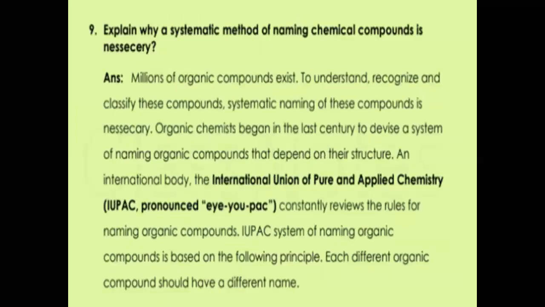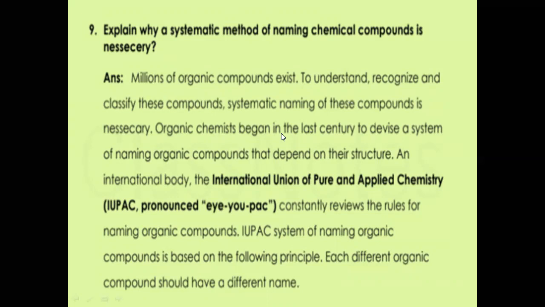Question number 9, explain why the IUPAC system is important for naming compounds, or why the system is systematic. Naming is compulsory for chemical compounds. We know that millions of organic compounds are present in our surroundings, and to understand, recognize and classify these compounds, systematic naming of these compounds is necessary.